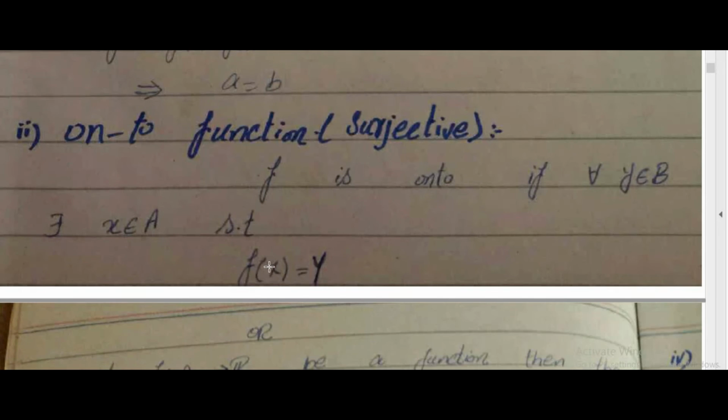Okay, the next type is the onto function. A function f is onto if for all y belonging to B, there exists x belonging to A such that f(x) is equal to y. What we say is that a function f is onto if every element in the second set B has an image in set A. That is, for all y belonging to B, there exists an element x belonging to A such that f(x) will be equal to y.